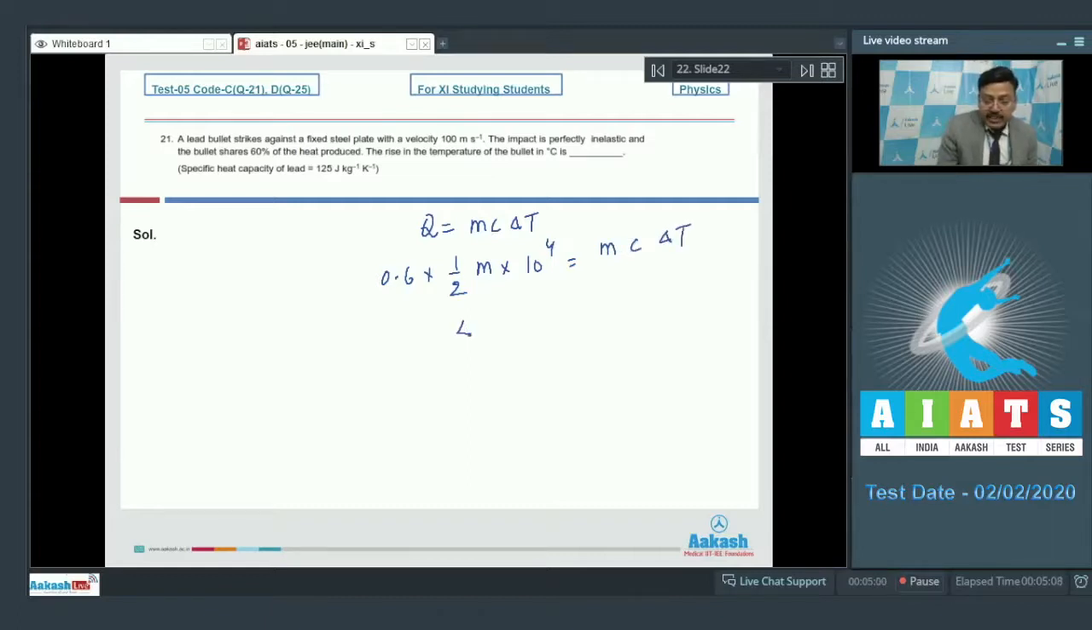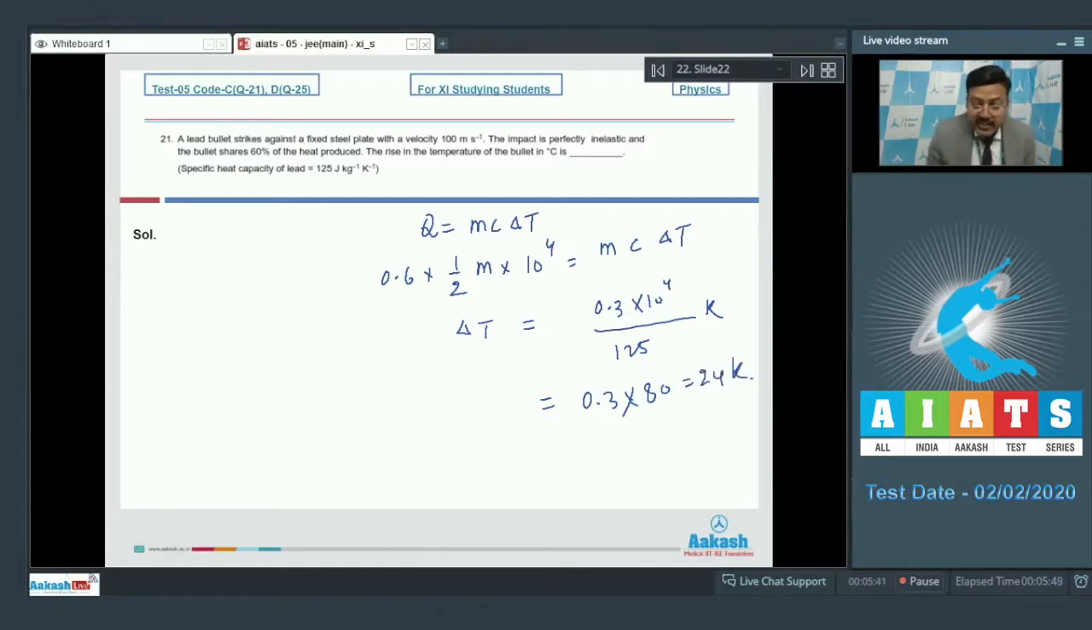So the expression for delta T then is coming out to be 0.3, because 0.6 by 2 will be 0.3, into 10 to the power 4. m will get cancelled and the value of C is 125 joule per kg per Kelvin. So this is going to come in terms of Kelvin, and this value is 0.3 into 10,000 by 125. So 10,000 by 125 is 80, and 80 into 0.3 will be 24 Kelvin.